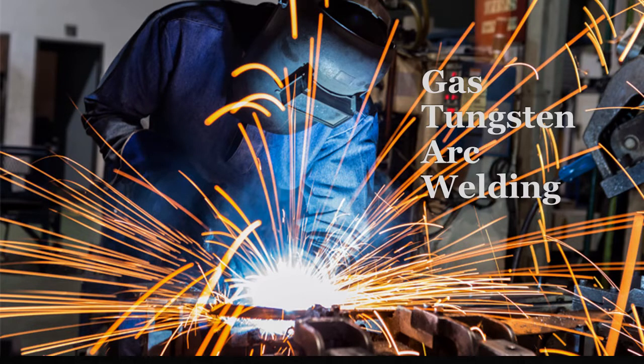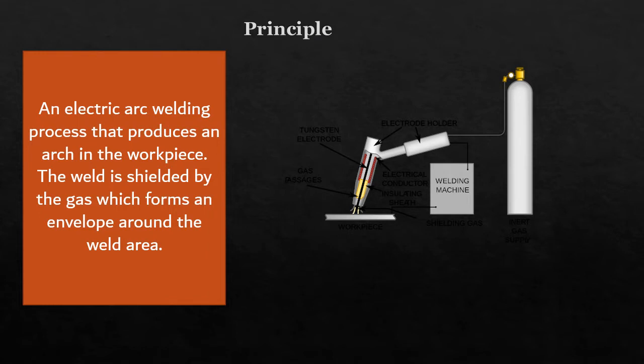Now, we are moving to the next process, named gas tungsten arc welding. The definition of this welding is an electric arc welding process that produces an arc in the workpiece. The weld is shielded by the gas which forms an envelope around the weld area. The equipment used in this process is a welding machine or power supply, electrode holder, tungsten electrode, and the shield gas supply and control. Usually there are additional controls such as current control, etc. The essential part is that it makes an arc in the workpiece with the shielding gases.